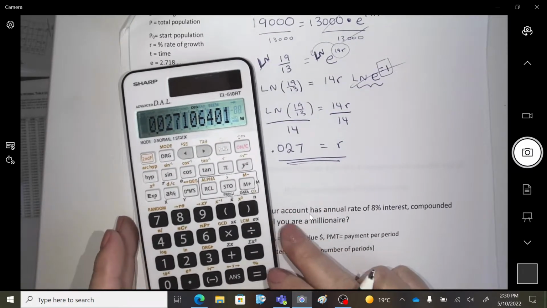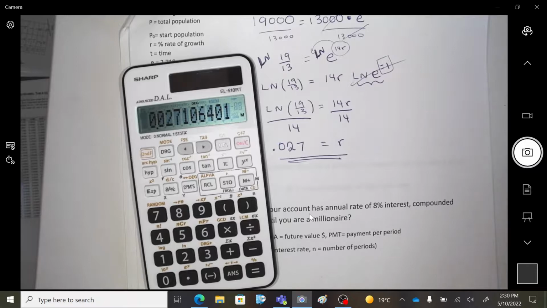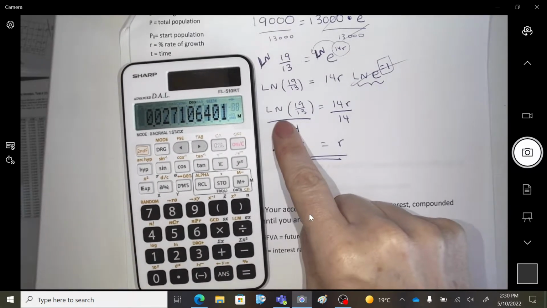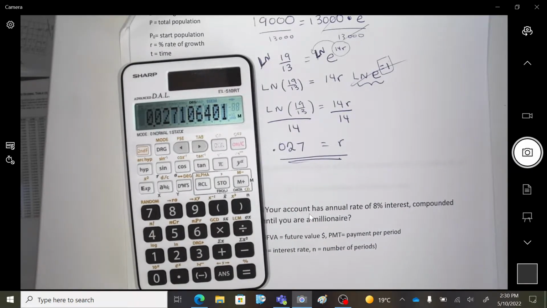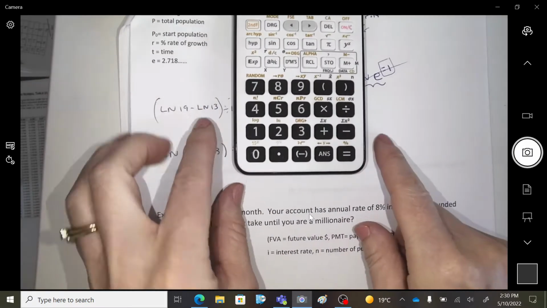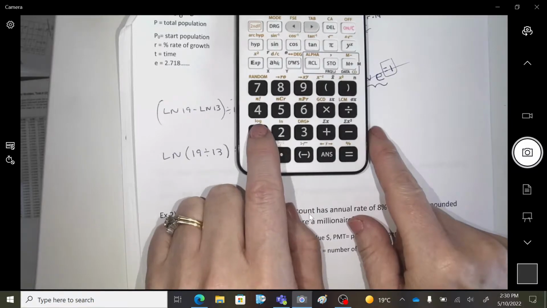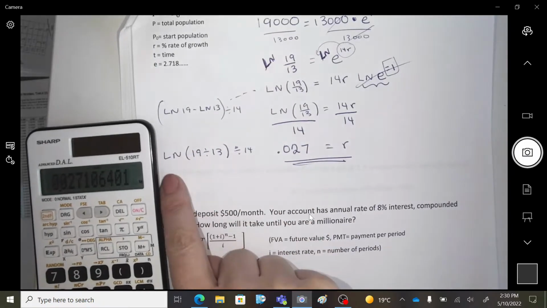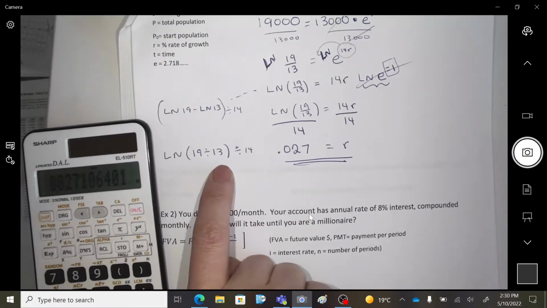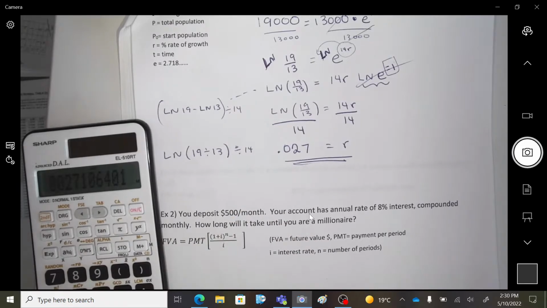I got 0.027. So you divided the 19? I did the ln of brackets, so 19 divided by 13. The ln is the natural log. So you have that button. This button right here is the log and this is the natural log. So I did the ln of brackets, I have to have that in brackets, and then after I divided it by 14. Okay, calculator wise we're good?